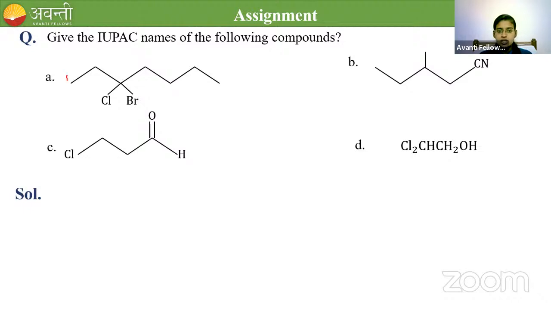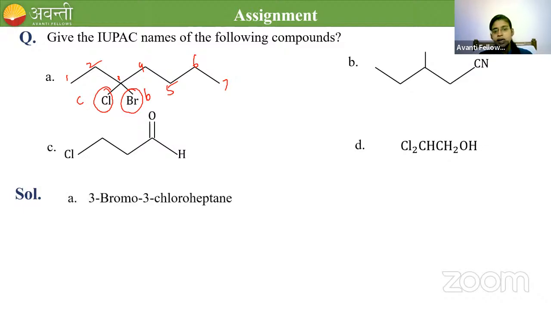So it is 1, 2, 3, 4, 5, 6, and 7. We have two substituents, one is chloro and the other one is bromo. Both are attached to the same carbon. In that case, we have to go according to the alphabetical order, right? So the name of the compound will be 3-bromo, 3-chloro, heptane. We have 7 carbons in the straight chain, right? So it is 3-bromo, 3-chloro, heptane.